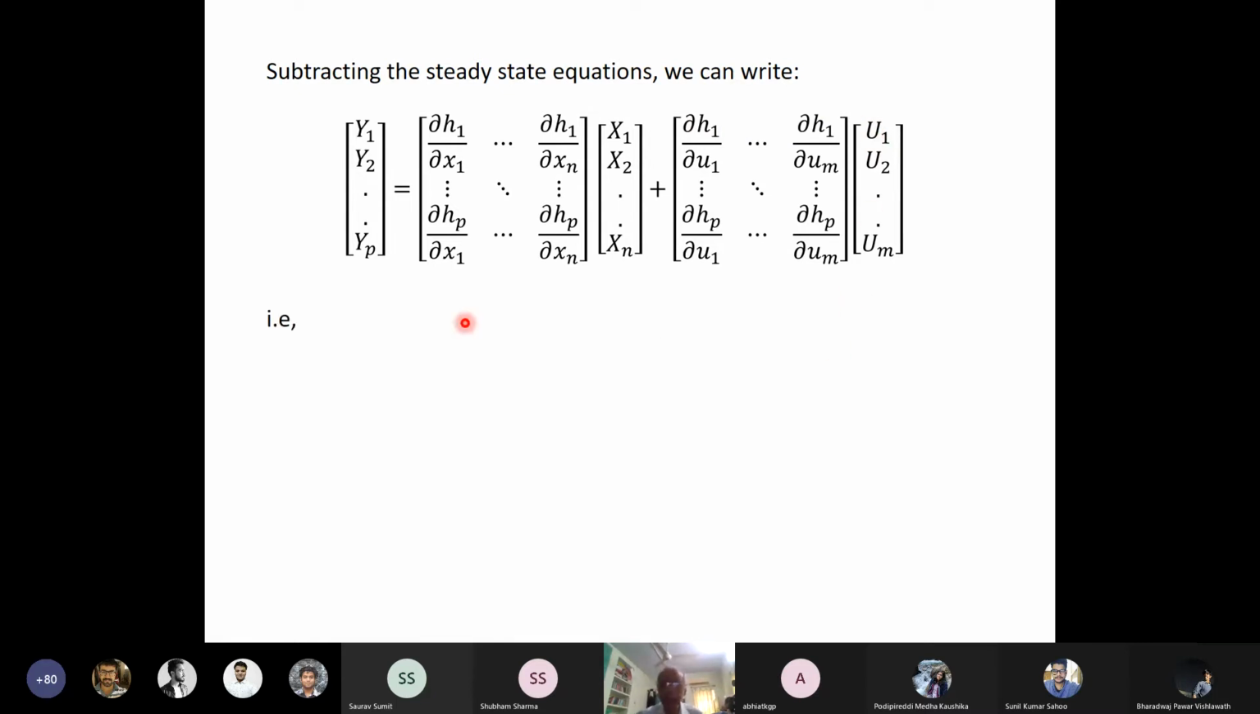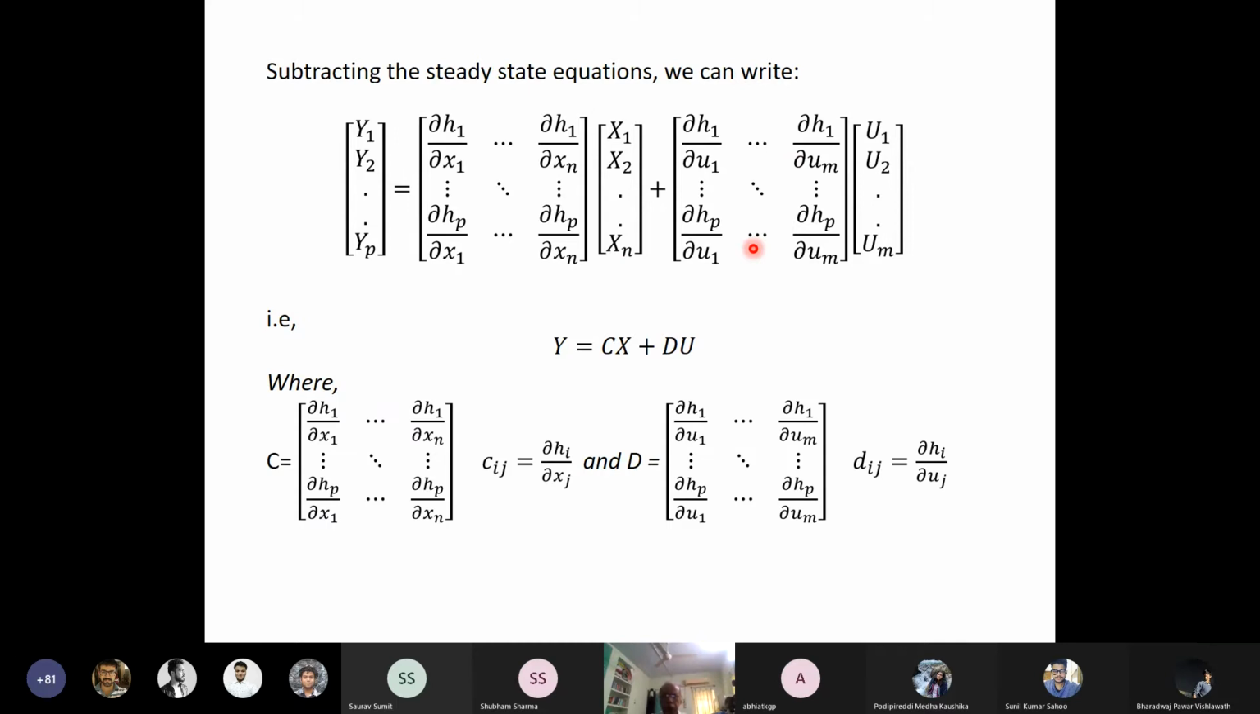So this is basically y is equal to Cx plus Du, where C is the matrix containing the derivative of h with respect to the state vectors, and D is the matrix containing the derivative of h with respect to the u vectors. So C and D are accordingly defined. In this fashion we can develop the linear state space model from the dynamic model.